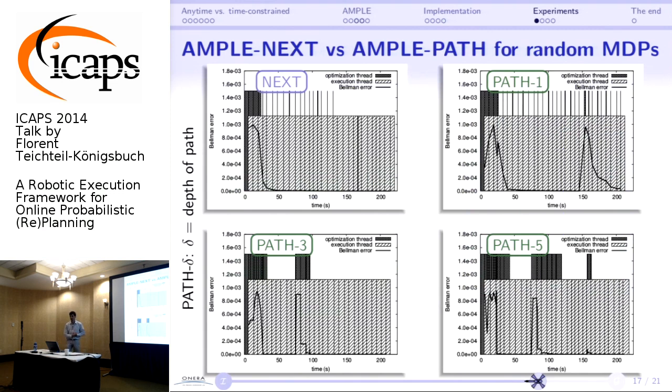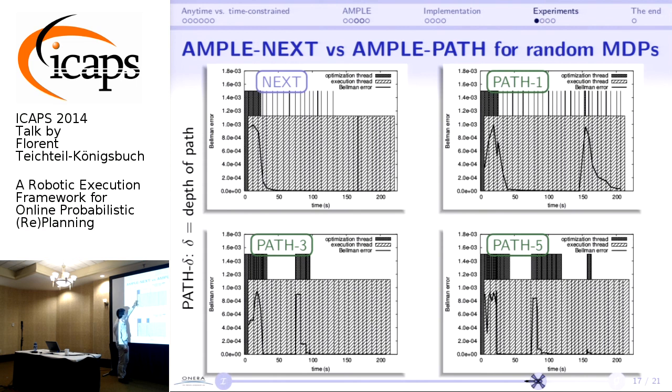So now some experiments. We compared the ample next with the ample path strategy, first for random MDPs. So let me explain what you see here. This is the execution thread, the time spent to execute the action on board the helicopter. And here in dark gray, you see the optimization thread, the time spent to optimize from successor states. And finally, this curve here represents the Bellman error. When it is 0, it means that it has converged.